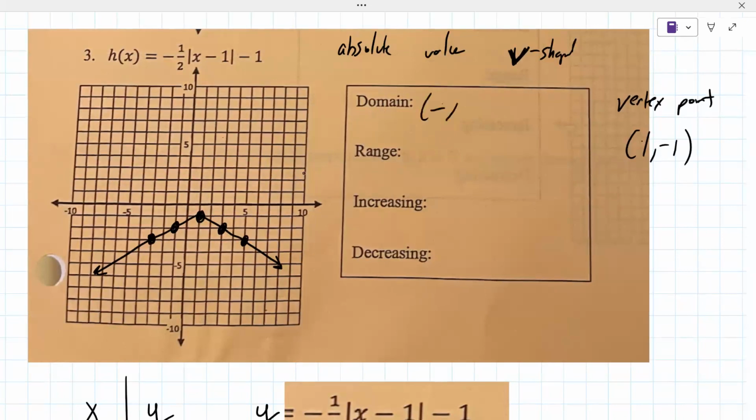Domain is -infinity to infinity. You'll notice that most of them are this. A few exceptions are square root, some rational.